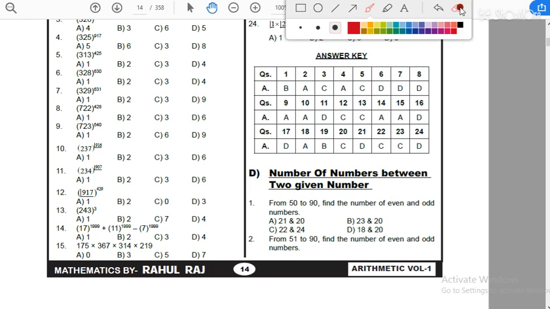So I will note this PDF, all in one PDF by Rahul Raj. Okay, so good PDF this is.